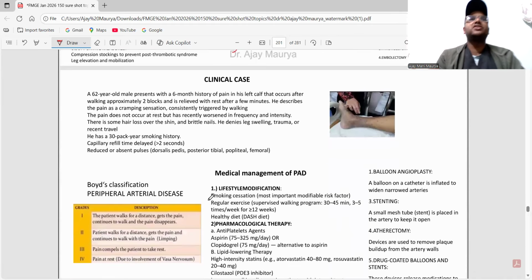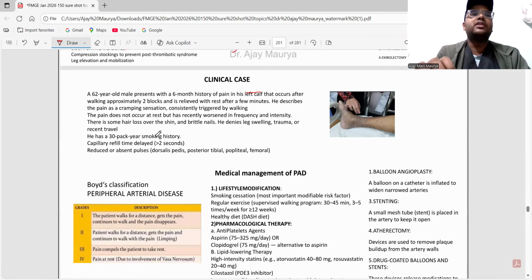Next question, the clinical scenarios. Read with me. A 62-year-old male patient with a history of pain in his left calf that occurs after walking approximately 2 blocks, relieved with rest. He describes the pain as a cramping sensation triggered by walking. The pain does not occur at rest but worsens in intensity. There is some hair loss over the skin, brittle nails, and swelling.